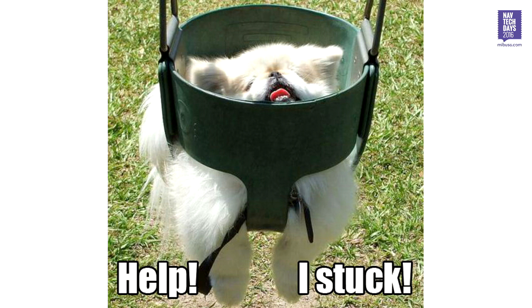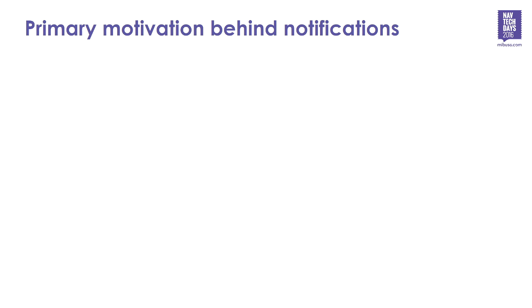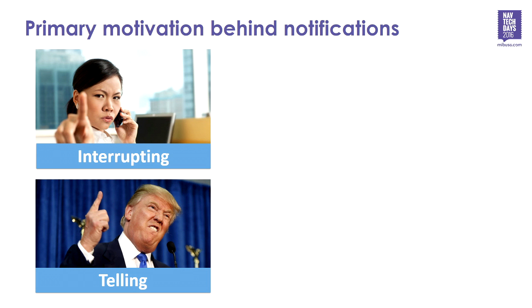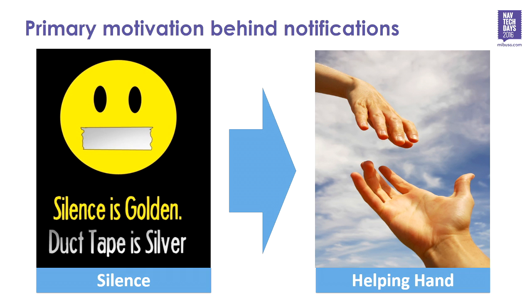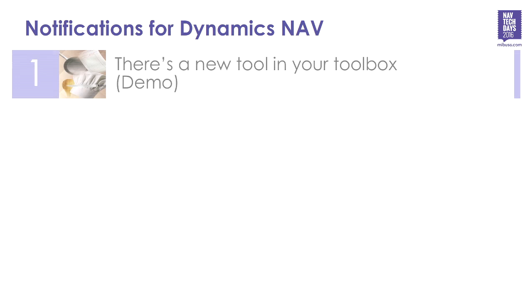And you're probably also familiar with this. Whenever you would like NAV to offer a little bit of assistance, well, there is nothing to get. You just get stuck, and NAV is painfully silent. So the primary motivation behind our notifications is to go from interrupting and telling to suggesting and gently nudging in the right direction. And also to go from silence to lending a helping hand. So this is where we should leverage the power of notifications.